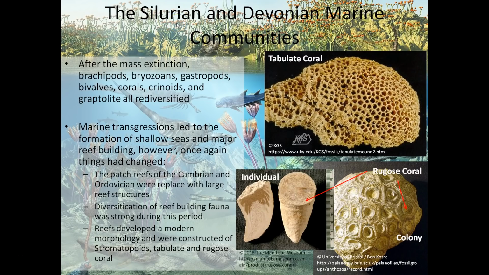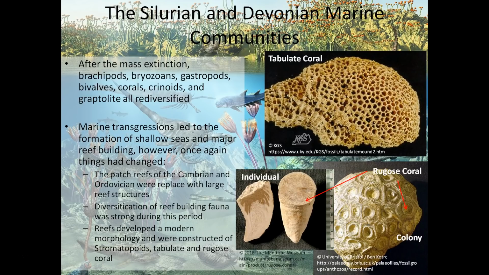So we make it through the Ordovician, and we're now into the Silurian and the Devonian. So what's going on now? So after this mass extinction that marks the Ordovician-Silurian boundary, we see the brachiopods, the bryozoans, the gastropods, the bivalves, the corals, the crinoids, and the graptolites all rediversify. So they all take a bit of a beating. They all lose members of their phyla as you transition from the Ordovician into the Silurian, but they make a comeback. And they rediversify, and they take over their environmental niches that they had before, and in some cases they even take over new ones.